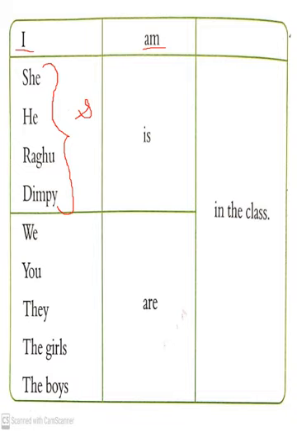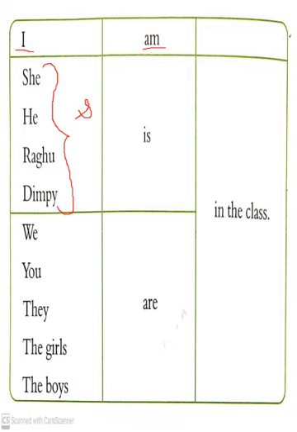See here, she we use for a girl, and this is showing that it is singular. So with she we are going to use is. She is in the class. Next, he we are going to use for a boy, and it is also showing that it is singular. So with he also we are going to use is. So it will be he is in the class.